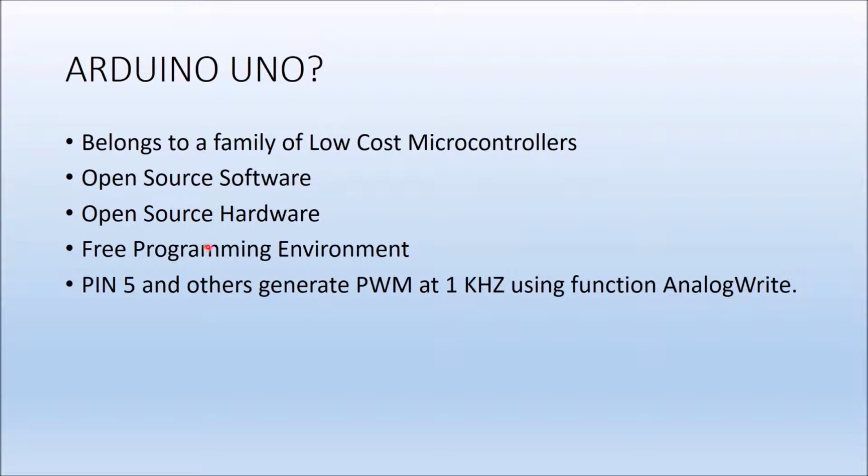Arduino Uno belongs to a family of low-cost microcontrollers. It's open source software, and it also has open source hardware. You have a free programming environment. In the Arduino Uno, pin 5, as well as other pins, generates PWM at 1 kilohertz using the function analogWrite. So you write a program, or a sketch, and you output a value to pin 5 using the appropriate function, and then you get a duty cycle at a 1 kilohertz frequency.